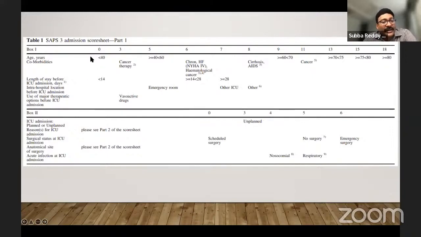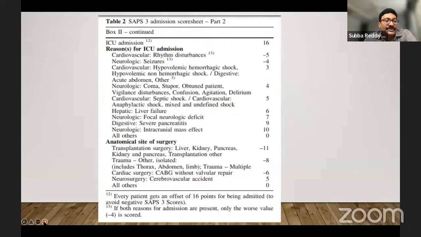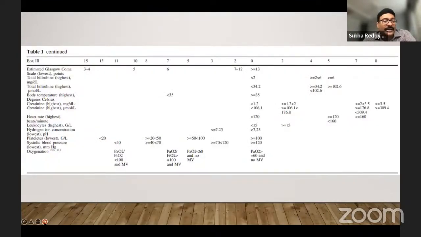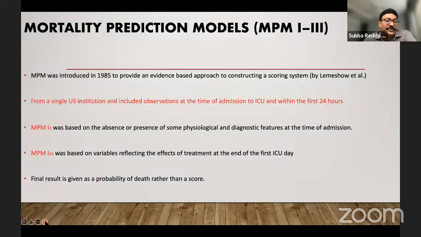So again, they have taken age, comorbidities, they incorporated in SAPS 3, and then they included the reason for ICU admission, whether the patient is getting admitted for rhythm disturbances or for seizures. And if the patient is getting admitted for surgery, they have taken the anatomical site for the surgery. If it is for transplantation, they will get a high score. If the patient is getting admitted for CABG without valvular repair, they will get around 6 points like that. They have taken what type of surgery, and they have given different scoring systems for each type of surgery.